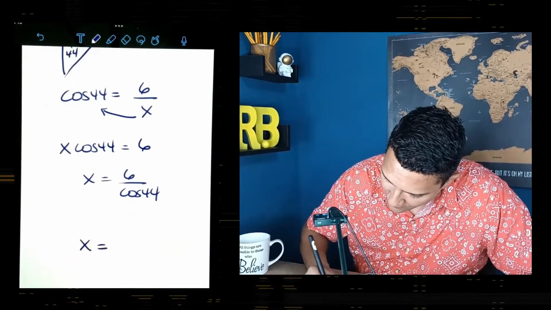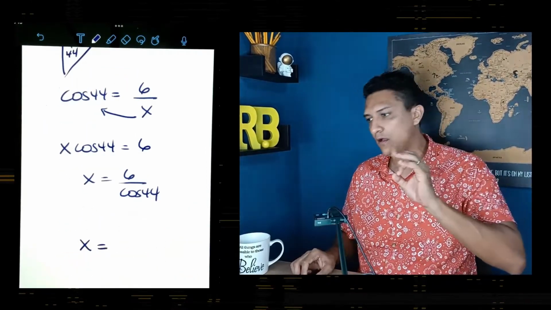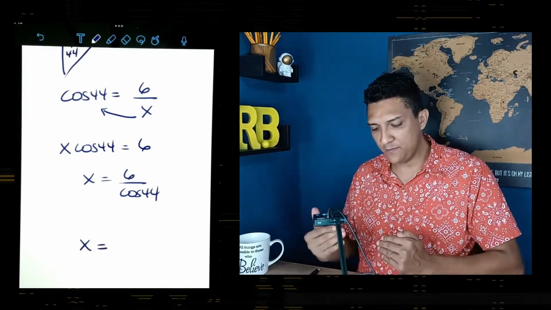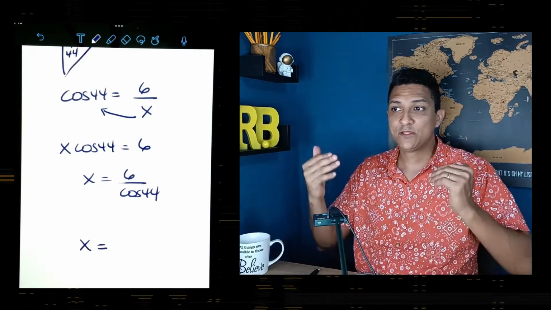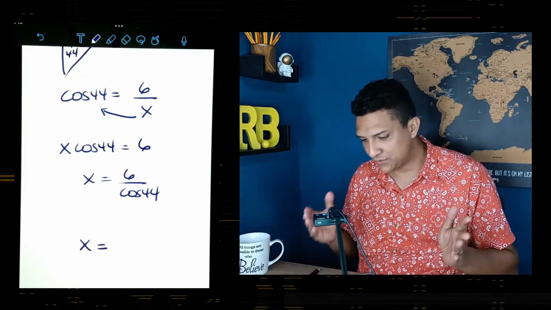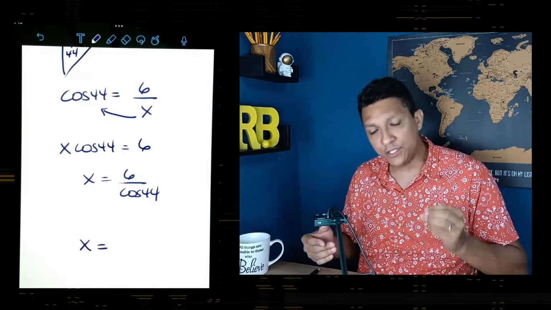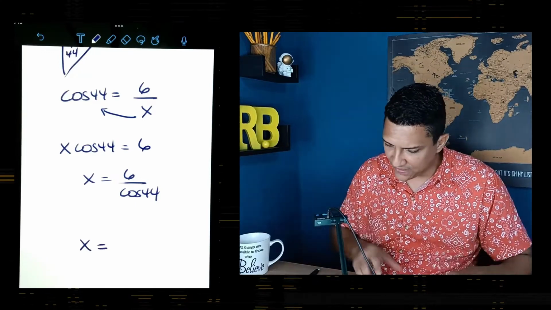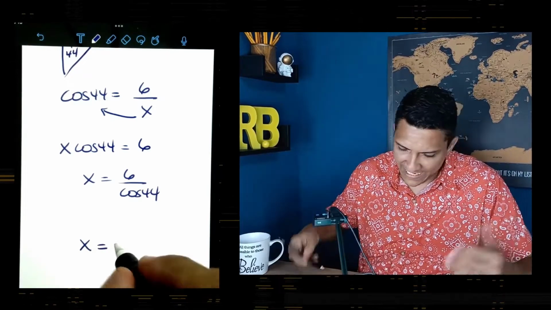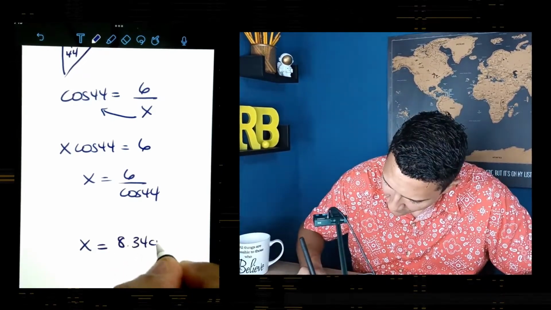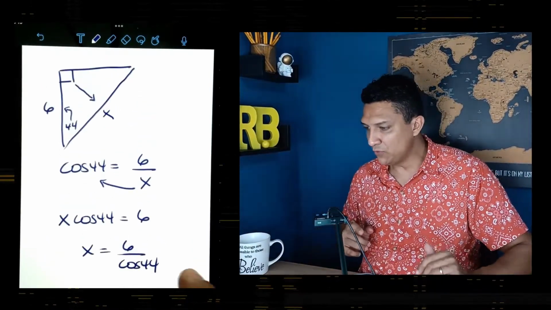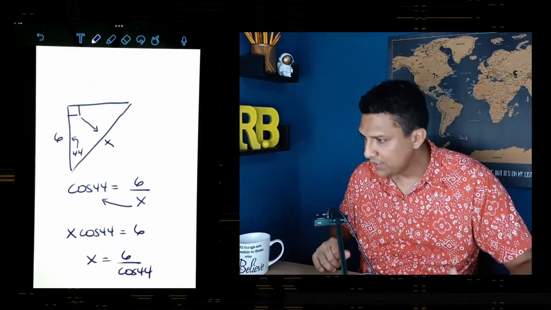Notice that one of the key skills that you should have sharpened in trigonometric ratios is solving equations. This is a linear equation, something that you should dominate. So let's input this in the calculator. 6 divided by cosine of 44, 8.34. So in this case, the answer of the hypotenuse is 8.34.